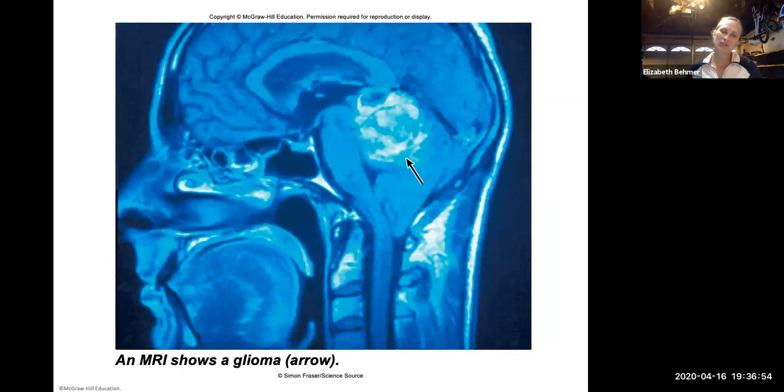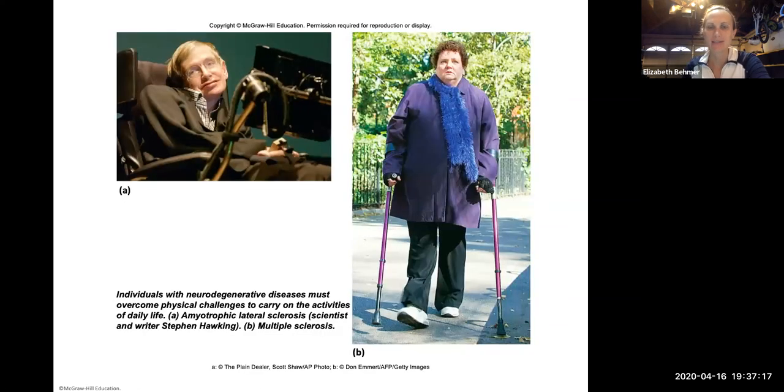Okay, so this is just a look at an MRI showing a brain tumor. A glioma is a brain tumor. Remember, glial cells are supporting cells in the nervous system, and normally when people have brain tumors, it's a tumor or conglomeration of glial cells. So there's a glioma there. I hope and pray none of you have to deal with that, or any of your loved ones.